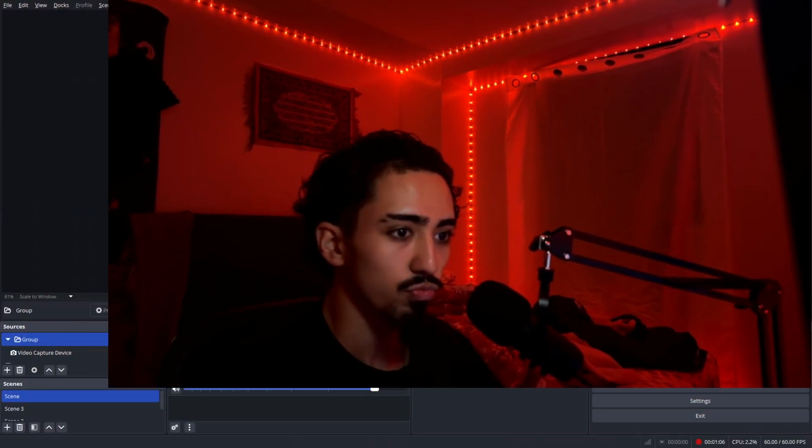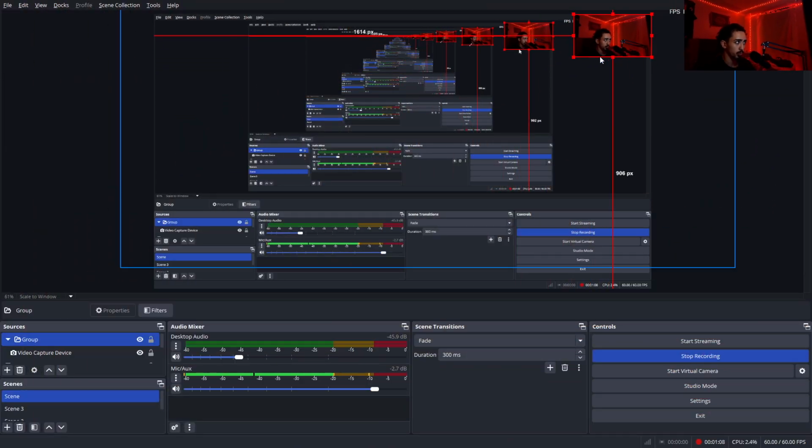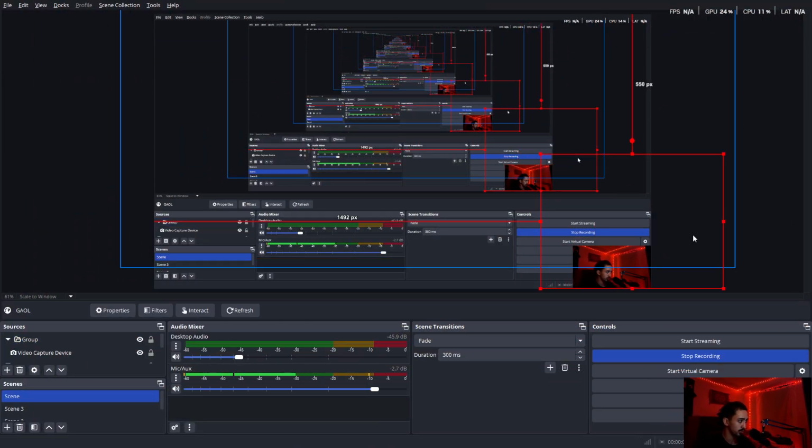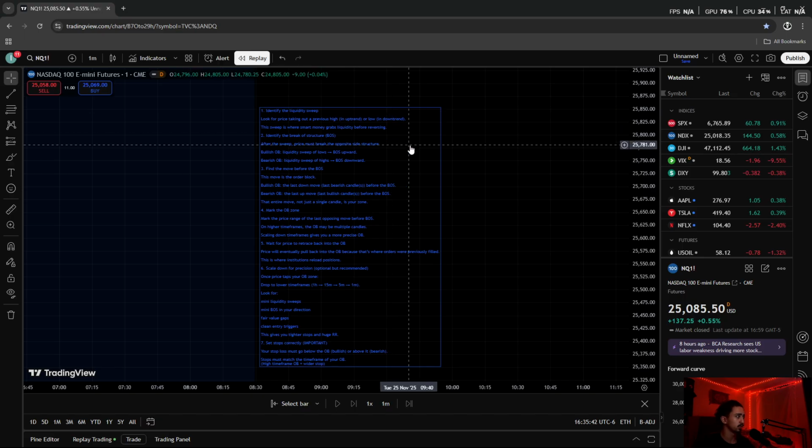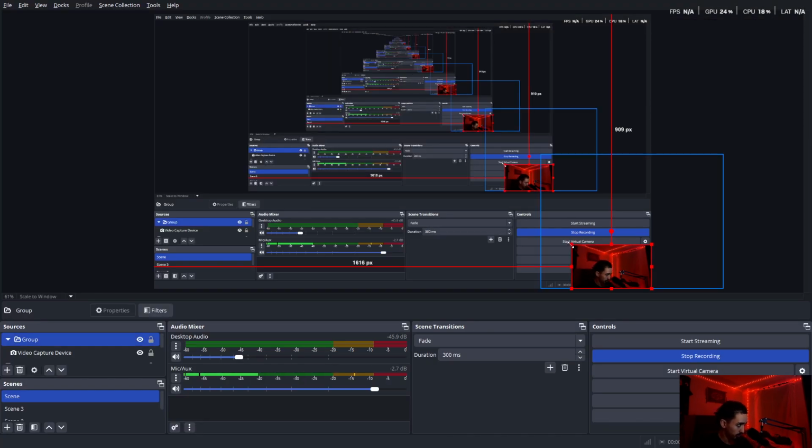Step one is identify the liquidity sweep. All right. So I almost fumbled the bag, bro. I almost did not just put this. Does that work? I don't know if that works. All right, it probably works. All right. Let me make this a little bit bigger.